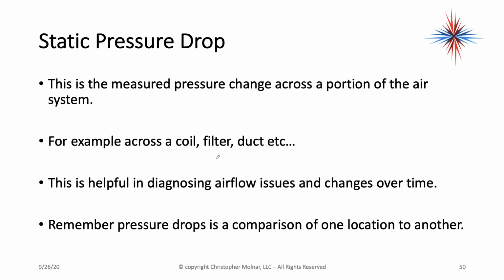So, if the coil's dirty, it's going to have a higher pressure drop than a clean coil. If a filter gets dirty, it's going to have a higher pressure drop than a clean filter. So if I can't see what my evaporator coil looks like, but I have access to the manual for that coil, and I have access to a pressure reading before and after, I can tell you if that coil's clean or dirty. Same thing with filters.